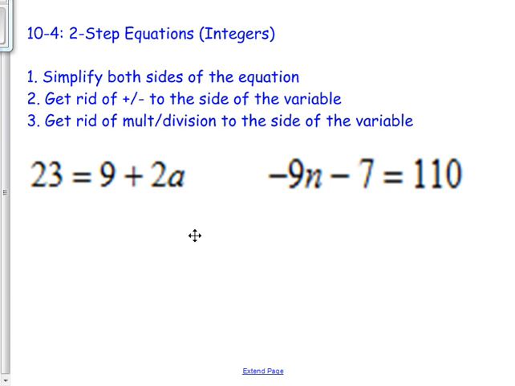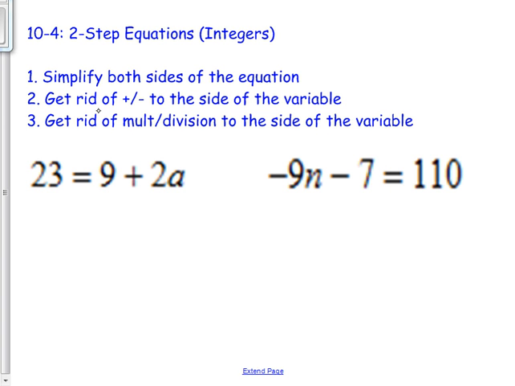So in lesson 10-4, we're going to be solving two-step equations. We are going to go back to just working with integers though. So for number one, again, the rules aren't changing at all. It says to simplify both sides of the equation. So if we need to, we got to simplify, get rid of any addition, subtraction to the side of the variable, and then get rid of multiplication, division to the side of the variable.